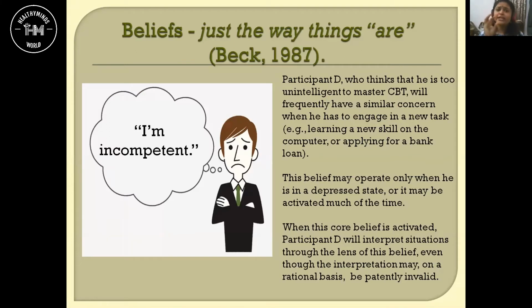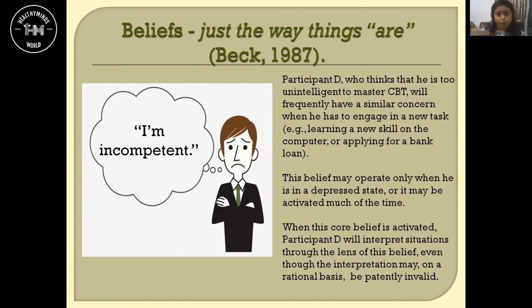Now, automatic thoughts, how we look at them is that they are a more superficial level of thoughts. According to this theory of CBT, all our thoughts have different levels, and at the superficial level, something which is very, very evident, is our automatic thought. At a deeper level, what we have is the belief. And, in Beck's language, he says it is just the way things are. That is how our beliefs are generally. Okay.